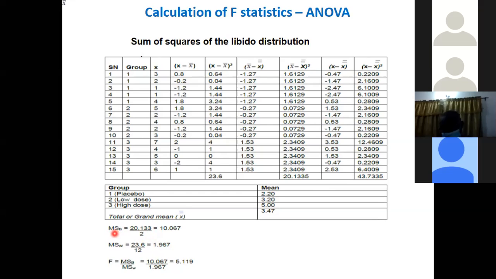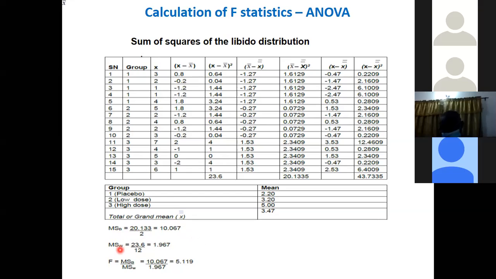MSB just means mean square between. This is sum of square. Mean square is variance. We say variance is mean square deviation. So when they say mean square, it's actually mean square deviation from the mean. They don't say it completely. Sum of square is the sum of squared deviations from the mean. So mean square deviation is the variance. So this over the degree of freedom gives us 10.06.